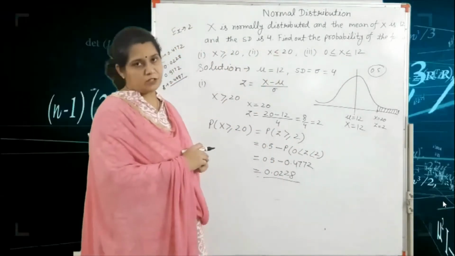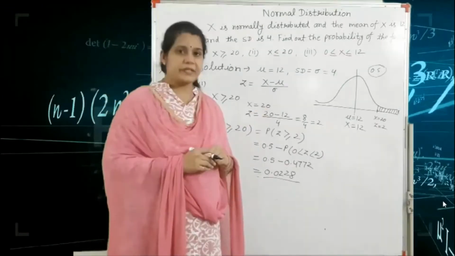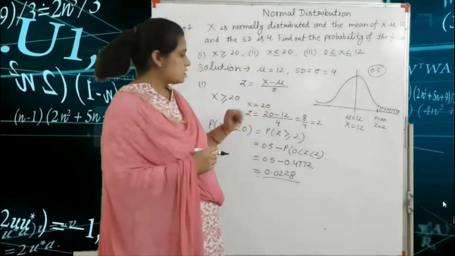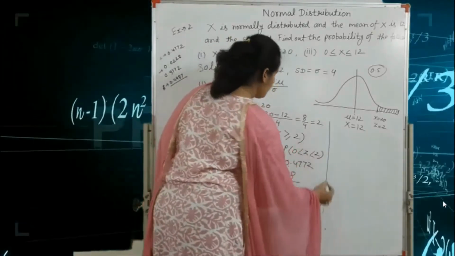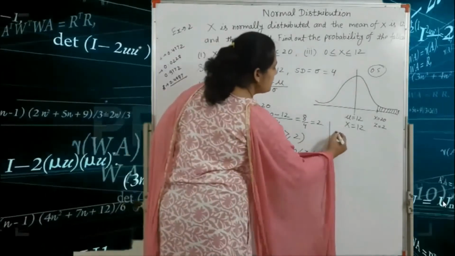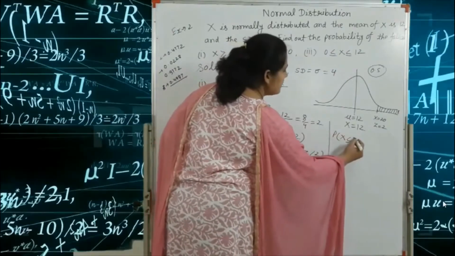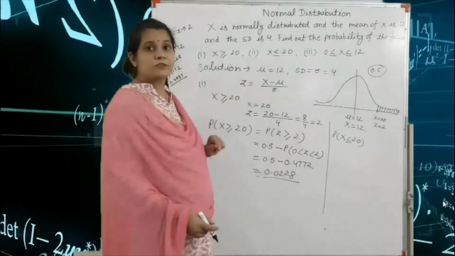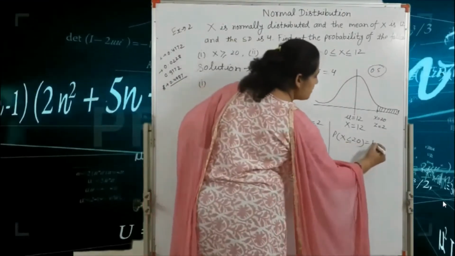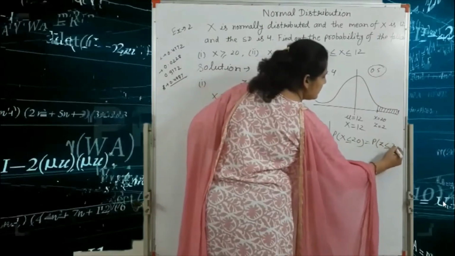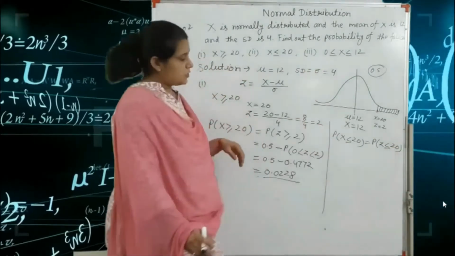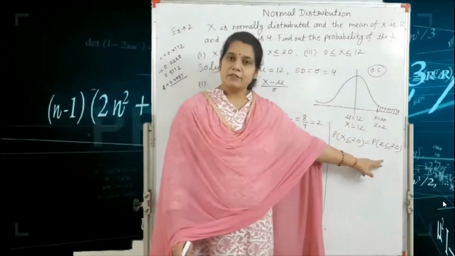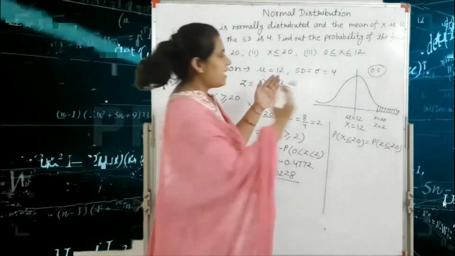Our second is x less than or equal to 20. So here again x is equal to 20, so z is equal to 2. We already said that in the first form. But in this term, we write here the probability of x less than or equal to 20. Okay, probability of x less than or equal to 20. That means probability of z less than or equal to 2.